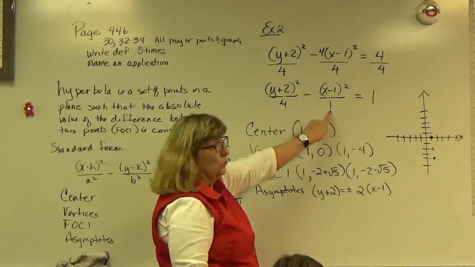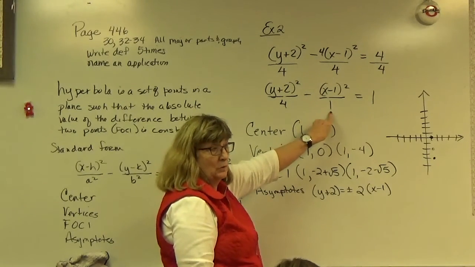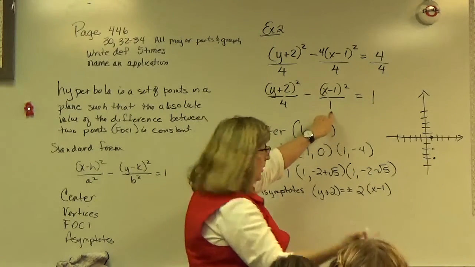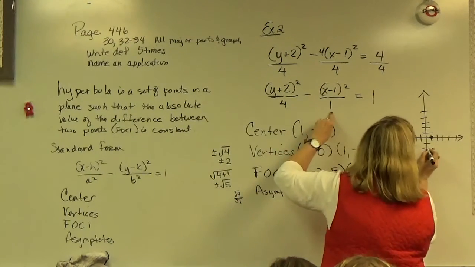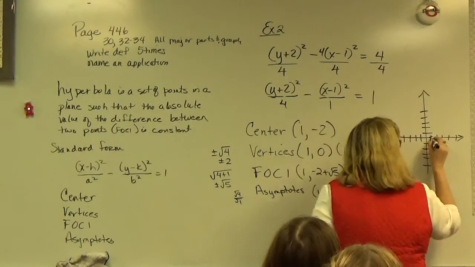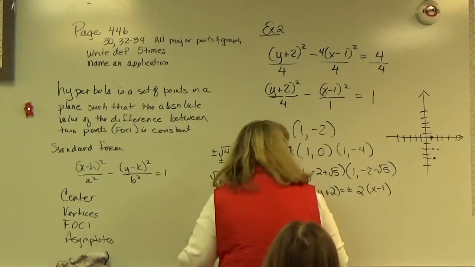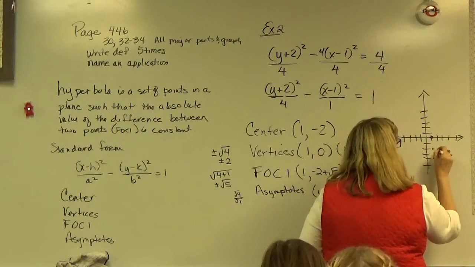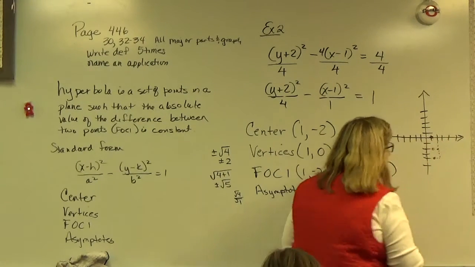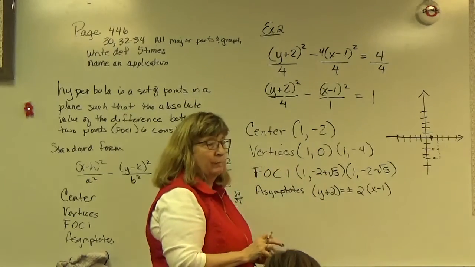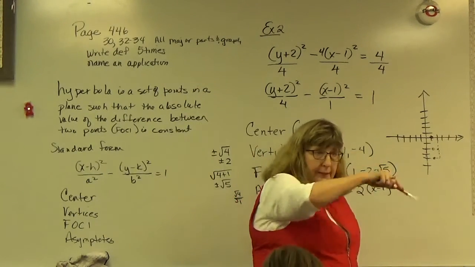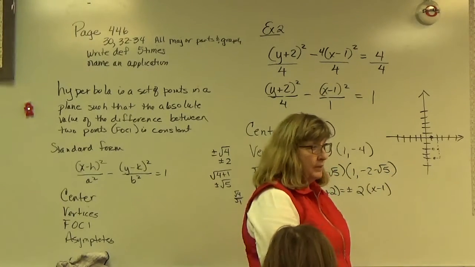My x, what's the square root of 1? 1. So 1 to the left and to the right, always from your center. Now, I'm going to use the red now, because my black is going to be hard to tell. So all I did was connect the dots, basically, and make it in the shape of a rectangle.